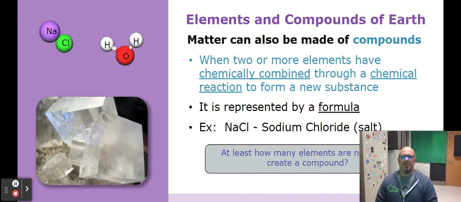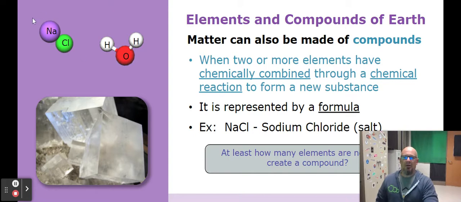We also have compounds. Compounds are when two or more different elements have chemically combined through a chemical reaction to form a new substance. This is represented by a formula. That formula is the combination of the element symbols. So in here you have NaCl. NaCl is sodium chloride, or that's table salt. And so that NaCl tells us the formula for table salt.